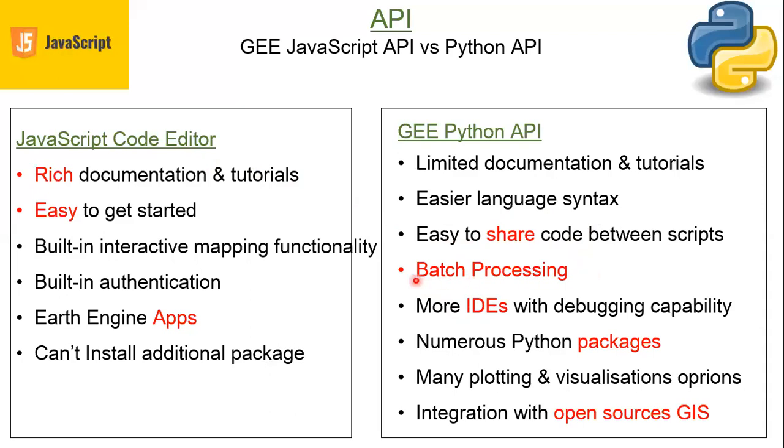Batch processing. Python has very good advantages for batch processing. On the Google Earth Engine website, it is strongly recommended not to use loops in JavaScript. But if you are using Python, you can easily make batch processing tools for processing large amounts of data.